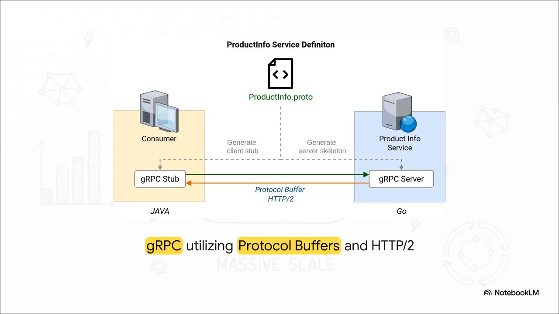If REST is our reliable sedan, gRPC is literally a modern bullet train. It utilizes protocol buffers, which is a binary payload, running on HTTP/2 rails. And what that does is allow multiple requests to be multiplexed over a single connection. It lets a client's application seamlessly invoke a method on a remote server as if it were a local object sitting right there on your own machine.